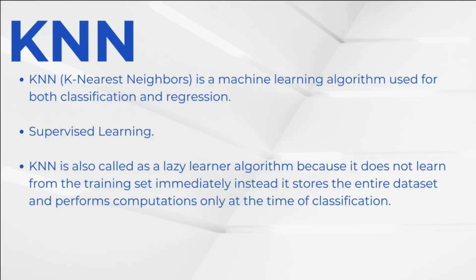So KNN is a machine learning algorithm that is primarily used for classification, but it can be extended to regression as well. It is a kind of supervised learning, and it is also called a lazy learner algorithm because though it is a machine learning algorithm, it does not learn from the data set. Instead, it will store the entire data set, and whenever it has to classify an unknown sample, it will run the computation each and every time. So that is why it is called the lazy learner algorithm. This point is very important, so please pay attention.